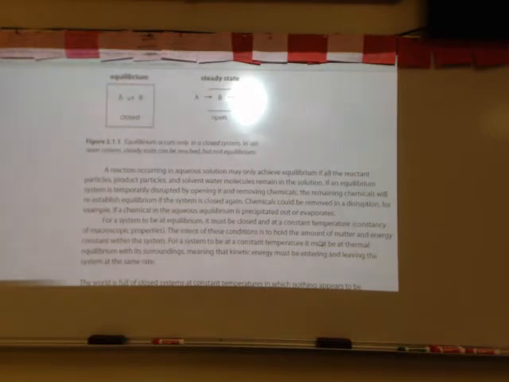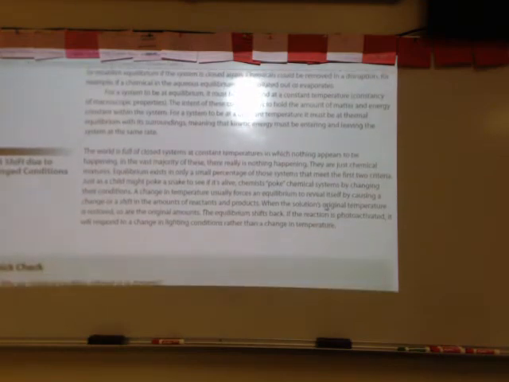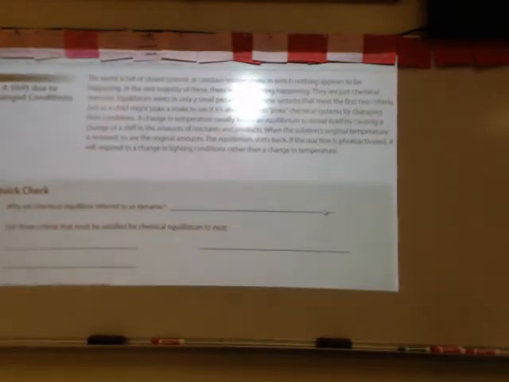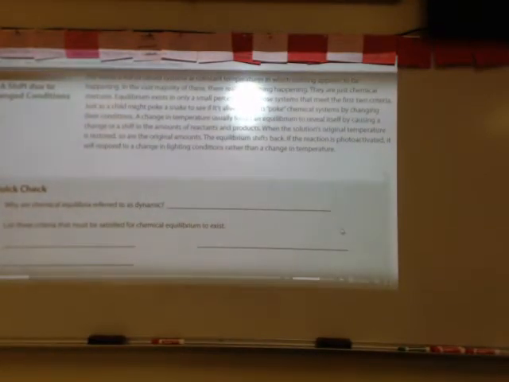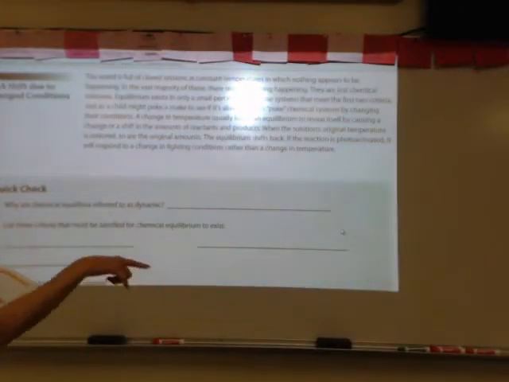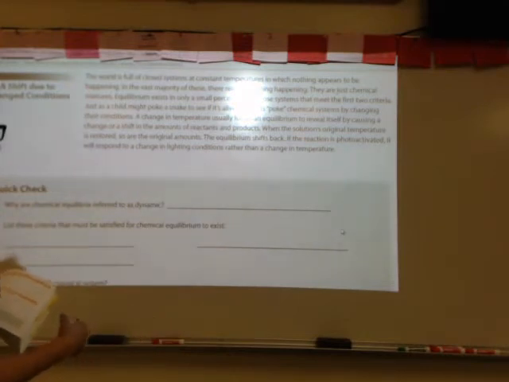But for a system to be at equilibrium, it has to be closed at a constant temperature to give us the constant macroscopic properties. And the intent is to hold the amount of matter and energy within the system constant, okay? The world is actually full of closed systems at constant temperatures where nothing appears to be happening. And equilibrium exists in a small percentage of those systems, but what chemists like to do is poke systems to see if they're, let's say, alive. And we do this by changing certain things.